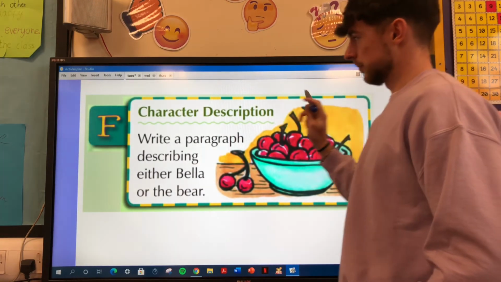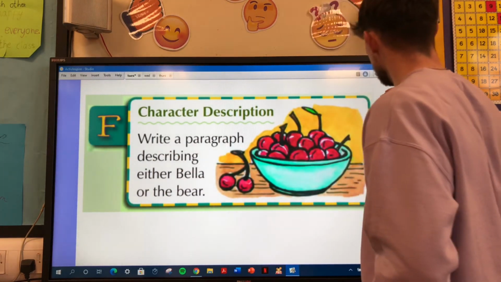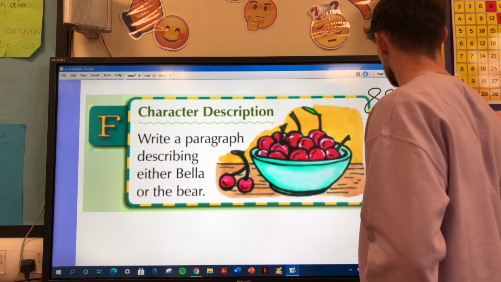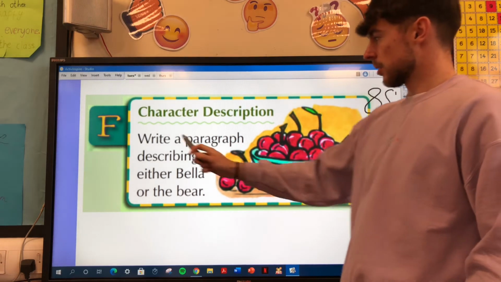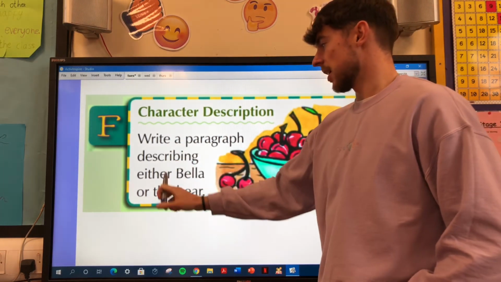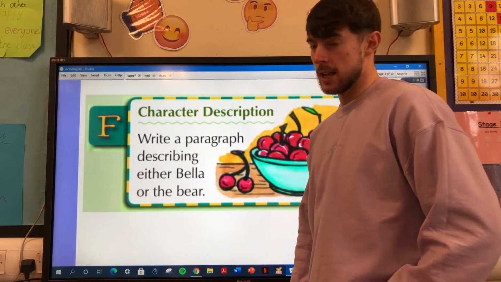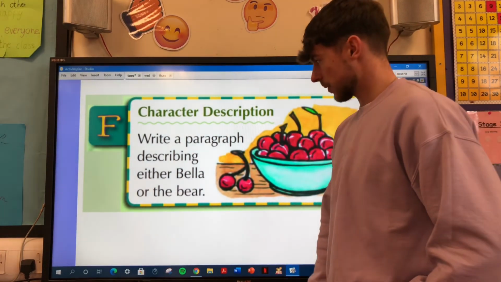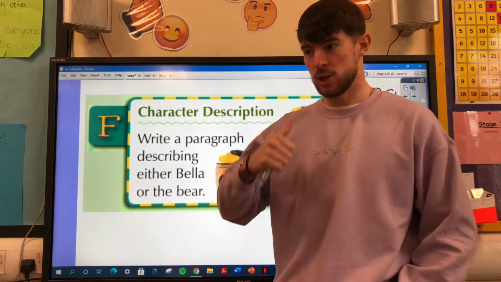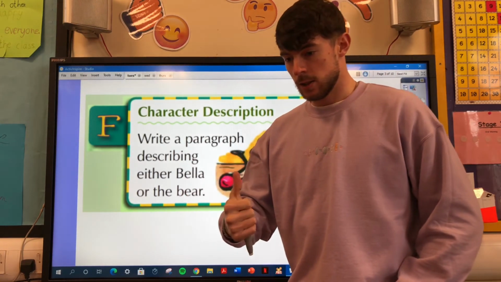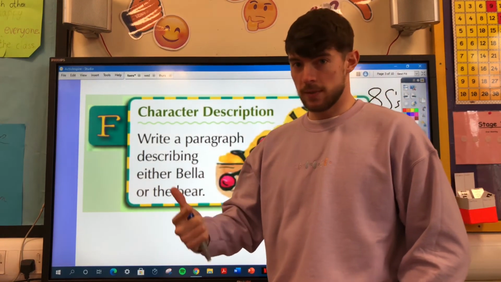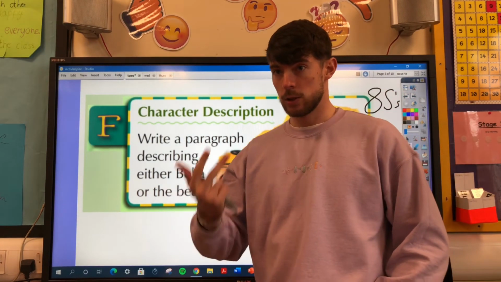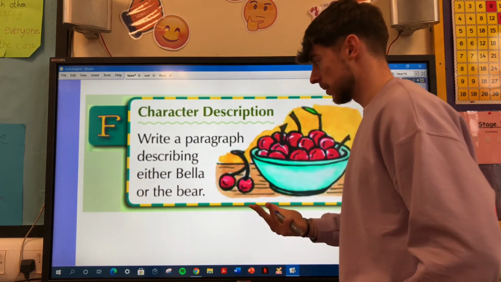And then this one. So I want 8 sentences. Write a paragraph describing either Bella or the bear. So 8 sentences describing either one of them. So what can you say about Bella? She was a girl. She was foolish because she went to the forest. She did not like the bear. She wanted to escape. What else can we say?